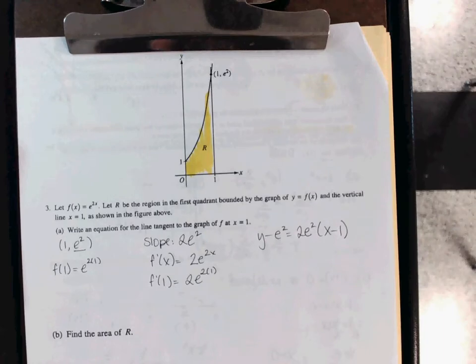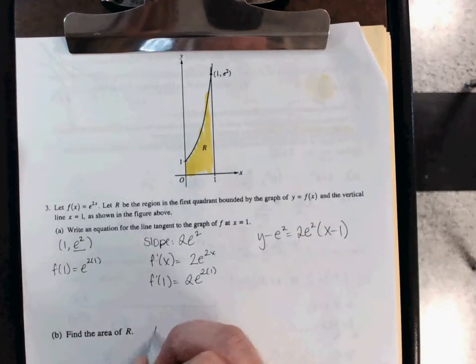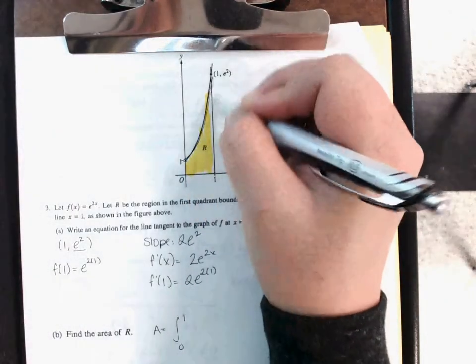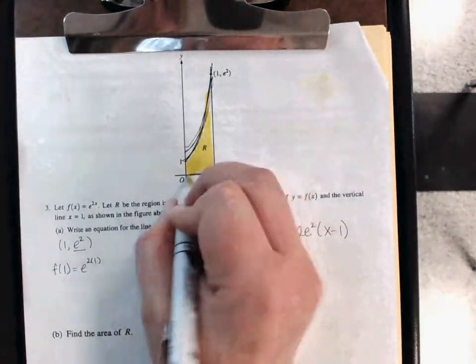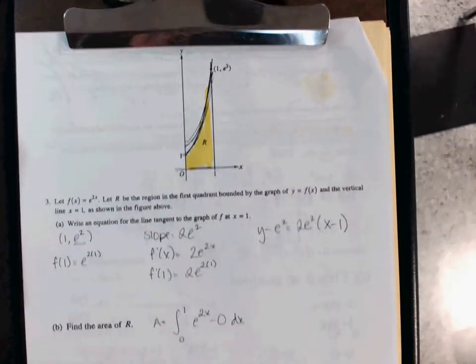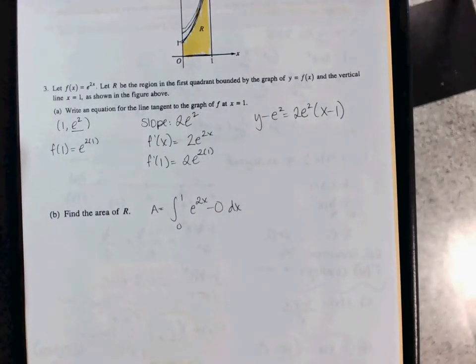Where will you start integrating from? What x value? 0, and you'll stop at where? At 1. Good. So 0 to 1, and then what's the top function? E to the 2x, and what's the bottom? 0. Good. Okay, now this one actually asks you to do it. Obviously the 0 you don't need, but what method would you need on that?